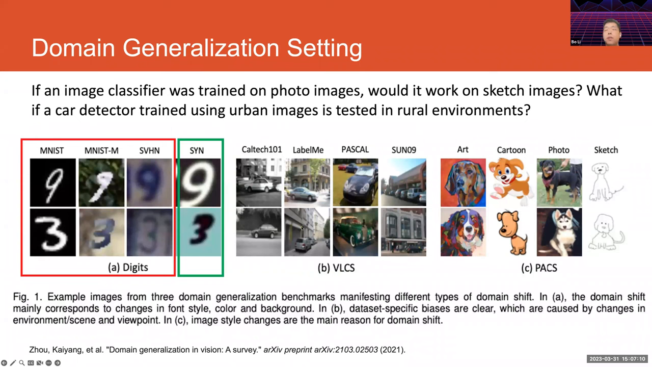Here are a few examples on three datasets for domain generalization. The first is digits. There are different domains of digit images: MNIST, MNIST-M, SVHN, and SYN. They all contain 0 to 9 images, but with different styles, backgrounds, and colors. The VLCS images are also the same types of categories, but captured from different viewpoints, environments, and lightings. And PACS, the images look very different, but describe the same kinds of dogs.